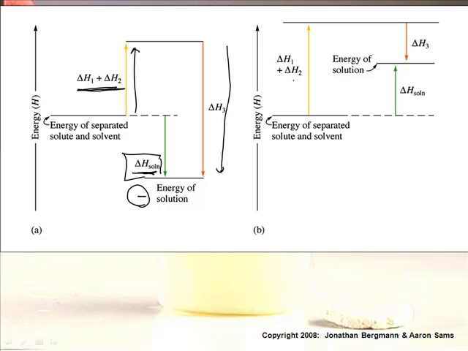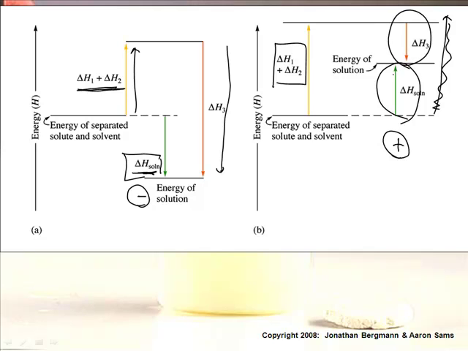Now if we look at the second case over here, delta H1 and delta H2 are both positive. Delta H3 is negative, but not very negative. The delta H of solution will be positive, and actually, this will still work. It'll still dissolve. But if this number's too big, then it will not dissolve. Actually, if this is still negative, it'll work. But there are instances, and we'll show you an example of that in a couple of minutes, where they don't dissolve. Okay? So let's illustrate this with a little demonstration.